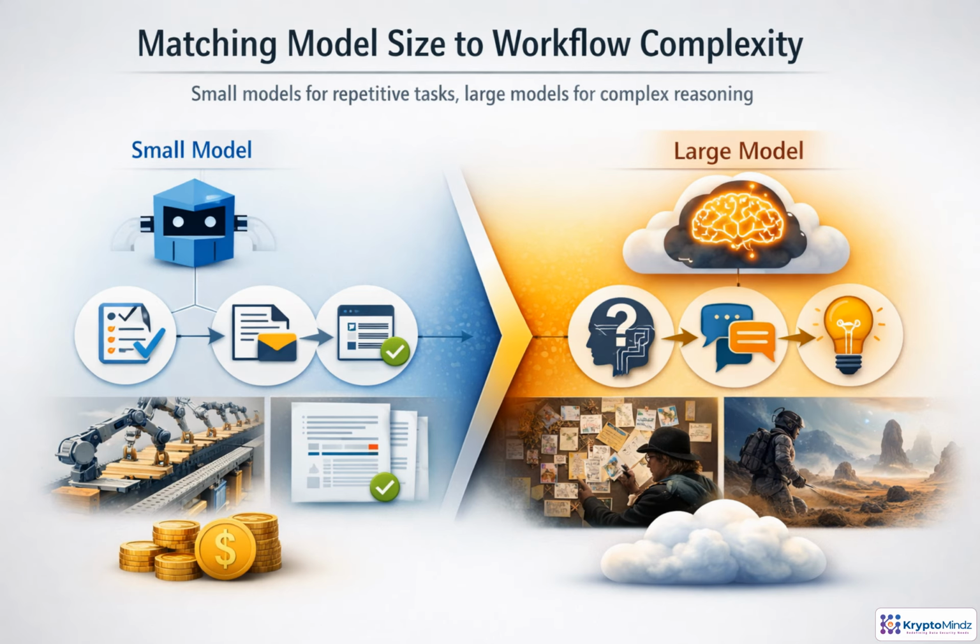Model size should follow the work, not personal preference. If a workflow is repetitive, high volume, and has predictable inputs and outputs, a smaller tuned model is often faster, cheaper, and easier to control. Think classification, normalization, structured extraction, or templated summaries. When the task involves ambiguity, multi-step reasoning, synthesis across sources, or unusual edge cases, larger models may earn their cost. The practical move is routing. Send simple work to efficient models, escalate harder cases to stronger models, and revisit that boundary as the workflow matures.